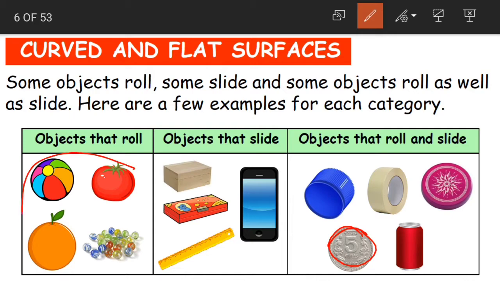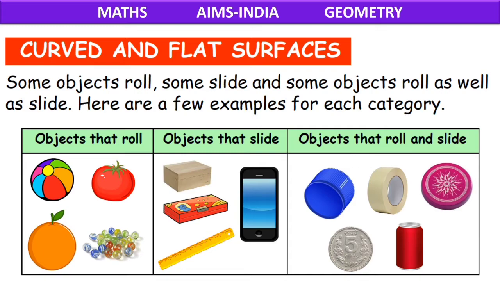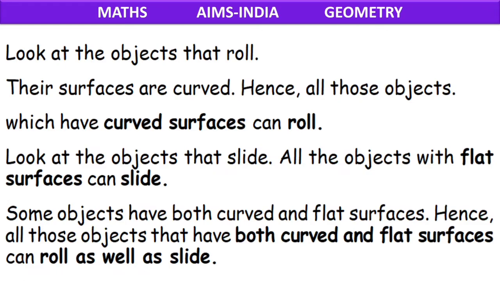So here we have a few objects that will only roll. They cannot slide, and these are a few objects that can only slide but cannot roll. Whereas these are special objects that can both roll and also slide depending on the surface and how we are placing them. This is a tape. This is a carom board striker. When we play carom, we use this striker, and this is a juice can. So these are the different objects that roll, slide, and also either roll or slide.